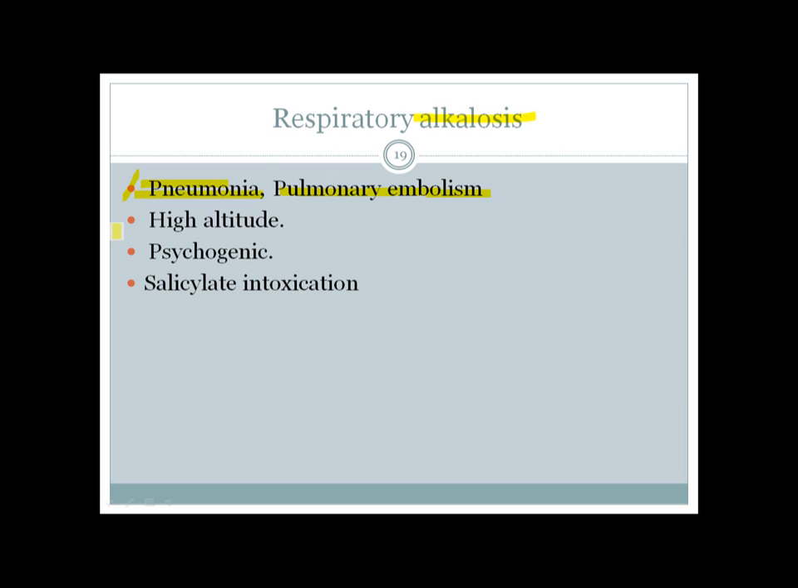And the same thing occurs in high altitude. If someone is in high altitude where there is a decreased partial pressure of oxygen, there will be hypoxemia, which will lead to stimulation of the respiratory center, leading to increased loss of carbon dioxide. And I have already mentioned a case, a case of hysteric hyperventilation. So it is a psychogenic stimulation of the medullary center of respiration, leading to hyperventilation and ultimately to respiratory alkalosis.